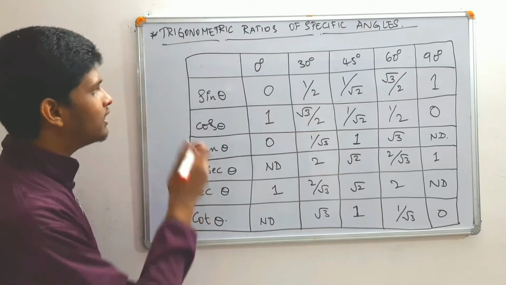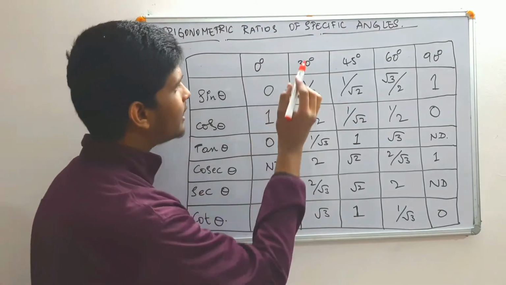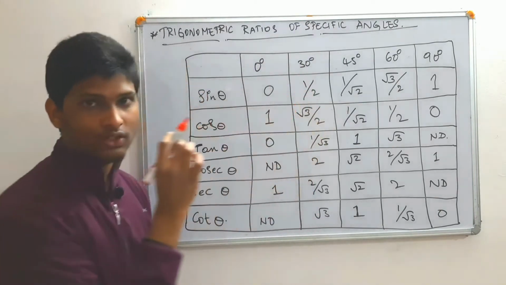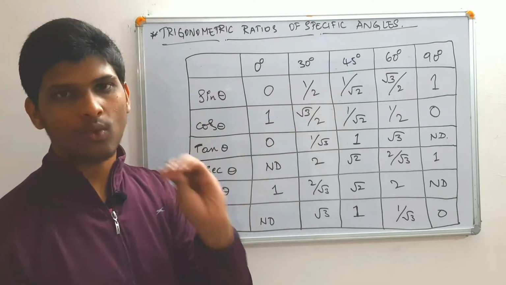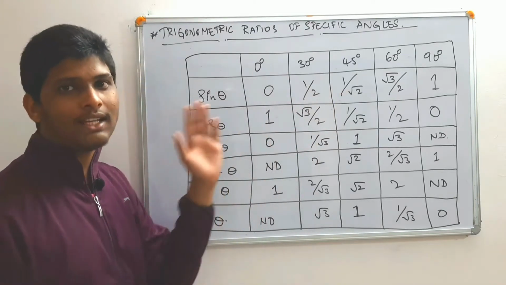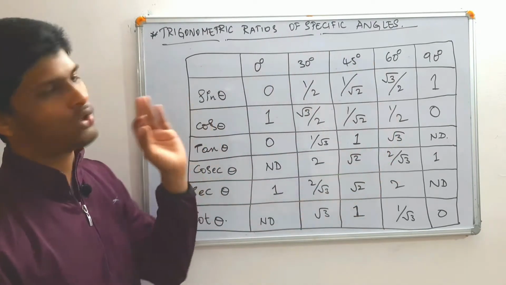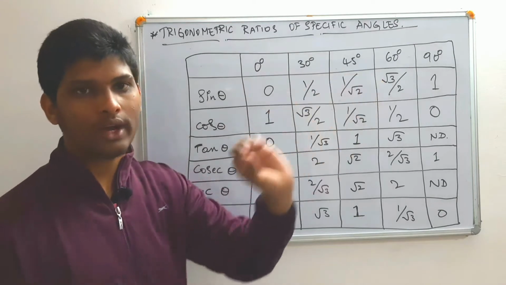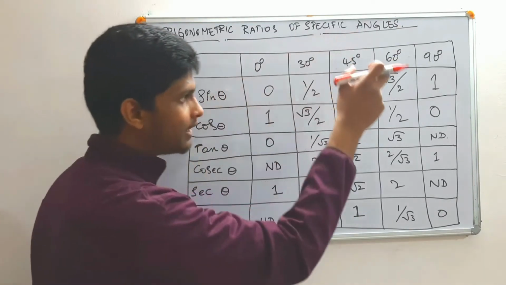So if you see here, the sine value of 0 degrees, that means sine 0 is 0 and sine 30 is 1 by 2. Sine 45 is 1 by root 2, sine 60 degrees is root 3 by 2 and sine 90 degrees is 1. That means you can notice that as the angle increases from 0 degree to 90 degree, the value of sine theta is also increasing from 0 to 1. Yes, so sine 0 degree is 0 and sine 90 degree is 1.